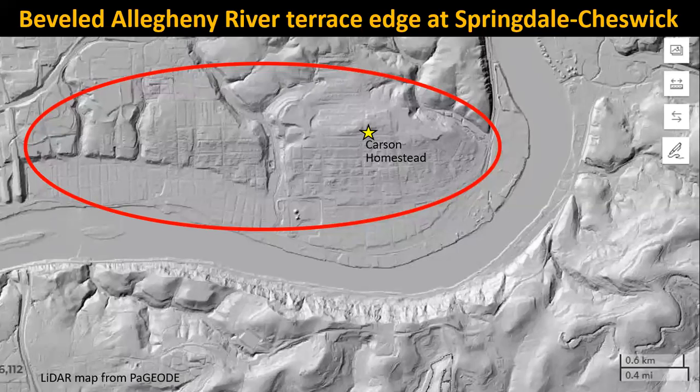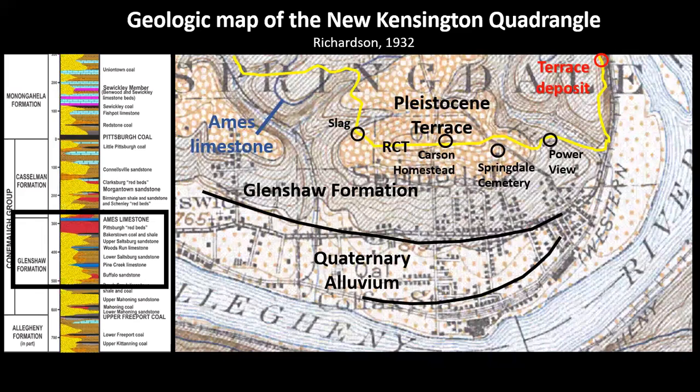Okay, back to the Carson homestead. You remember the picture here with the terrace. There's a map, Pleistocene terrace, in this 100-year-old map around the Carson homestead. I'm going to show you terrace deposits here on the top of the bluff, and they seem to have missed those 100 years ago. Nobody's perfect, I guess. So that's the first place we're going to look.